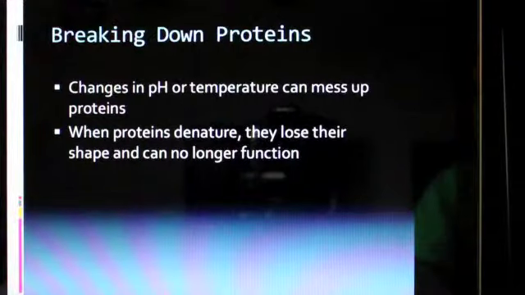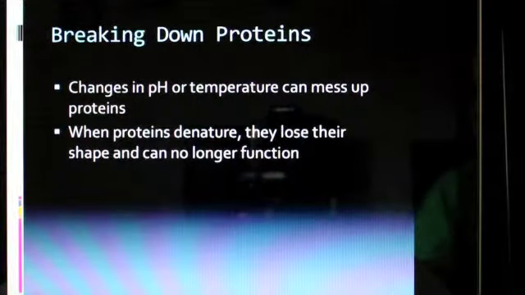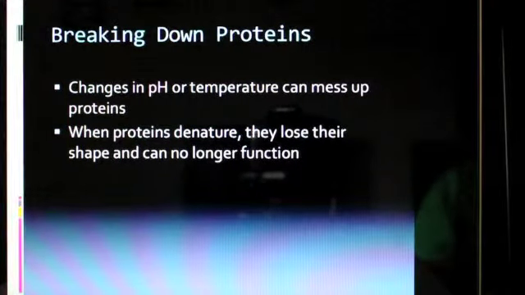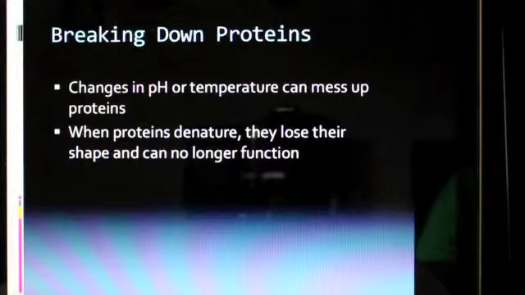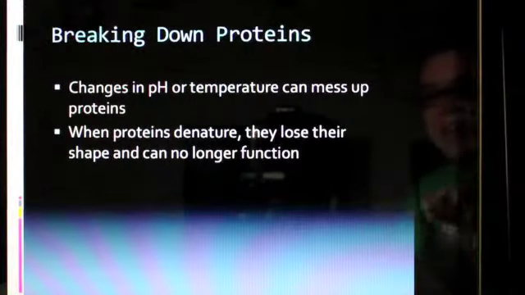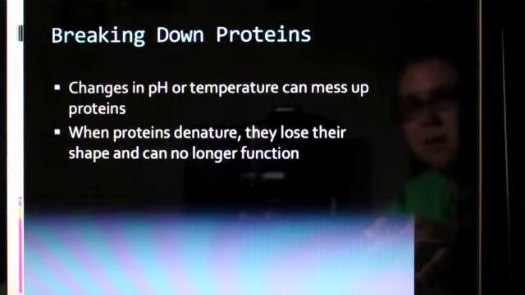Now, proteins can get messed up. Changes in pH or temperature can mess up proteins, and you guys will learn this when you do the enzyme lab. When proteins denature or get messed up, they lose their shape and they can't do what they're supposed to do.